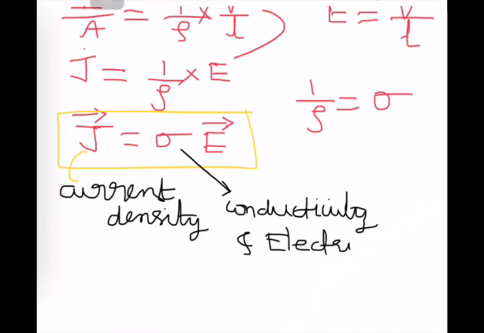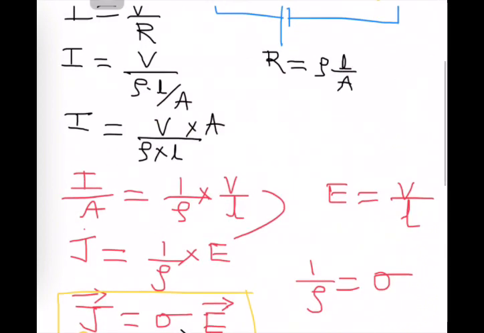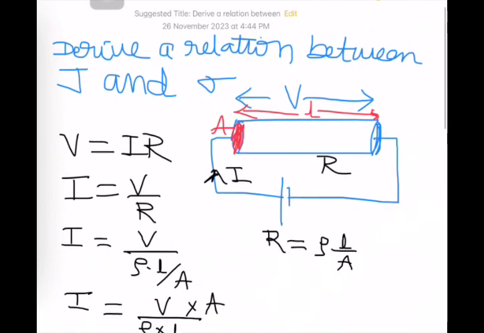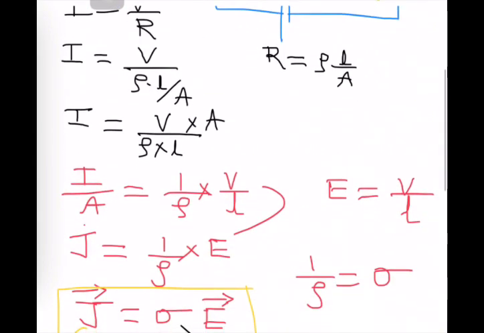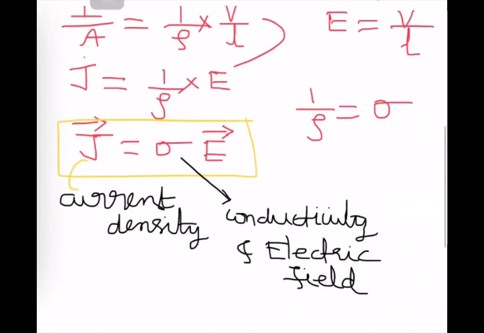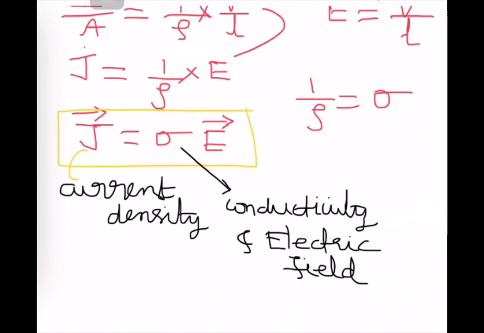Electric field we mainly learned in electrostatics, but what is the meaning of electric field? For conductors, it has been explained that electric field is the ratio of the potential difference across the ends of a conductor divided by the length of the conductor. Potential difference per unit length is called electric field. That's the derivation.